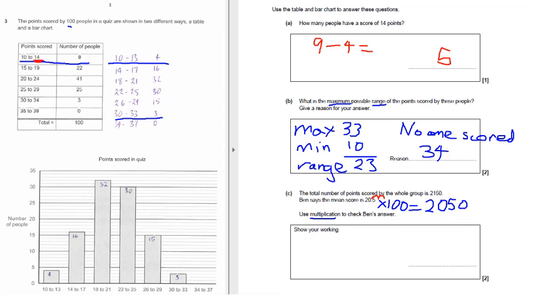Ah, so it's saying there, Ben says the mean score. So no, he's wrong. It's not actually said, is Ben correct? Oh, Ben is wrong. Okay. So I'm thinking the mean score was 21.5. Okay.